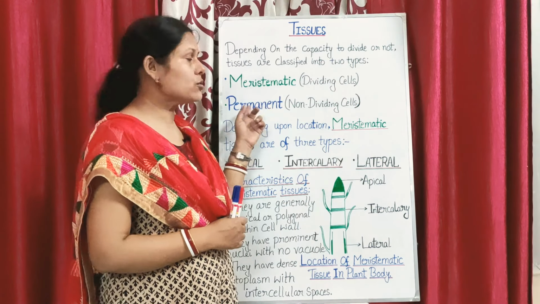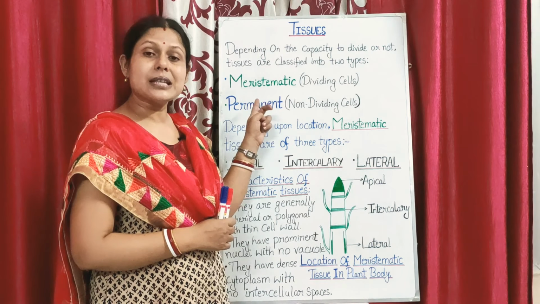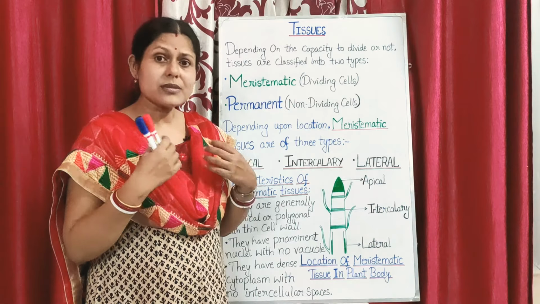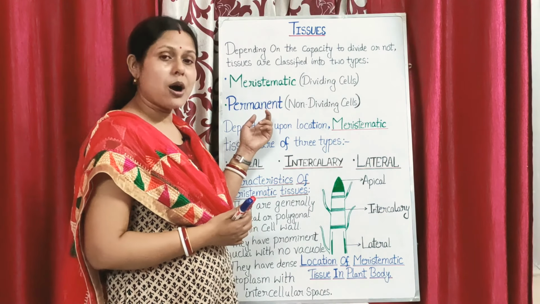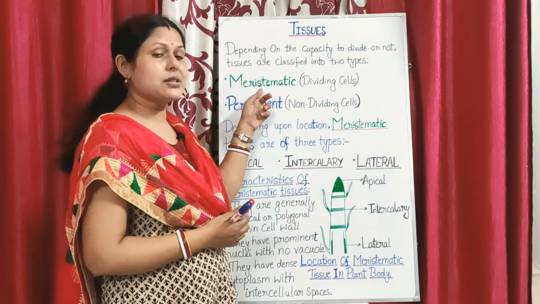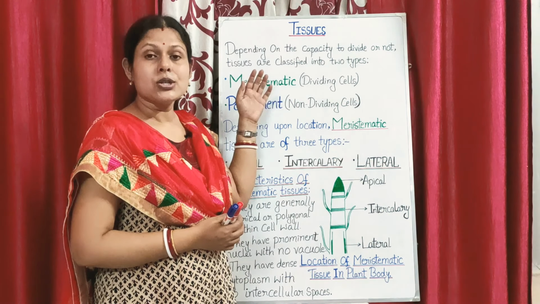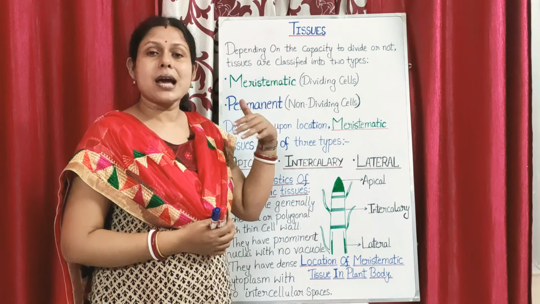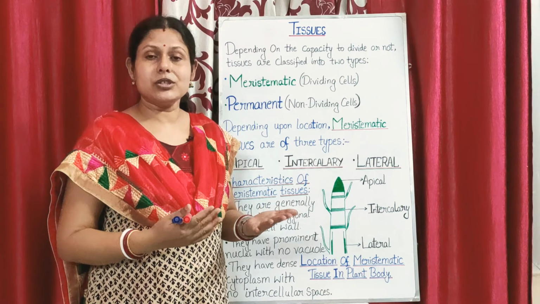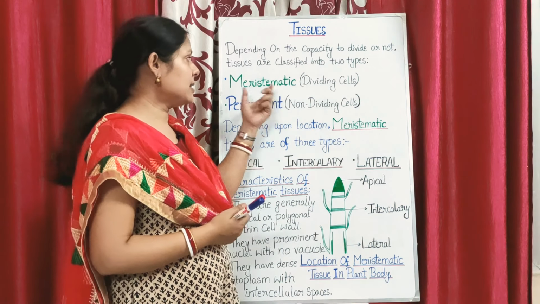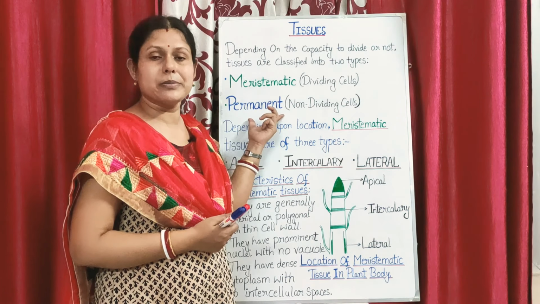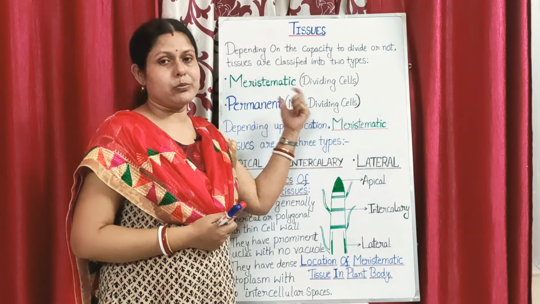What are these permanent tissues? As the name suggests, permanent means they have now become permanent. Now they are not going to form something new. From which cells are they derived? They are derived from the meristematic tissues. When the meristematic tissues have undergone differentiation, so that no further division or growth takes place in them, they transform themselves into the kind of tissues which we call permanent tissues, and they are made up of non-dividing cells.